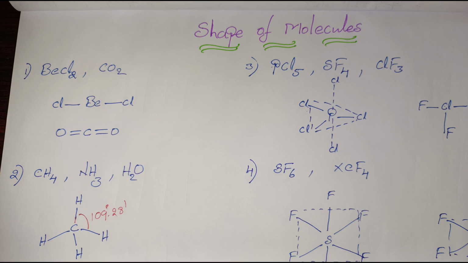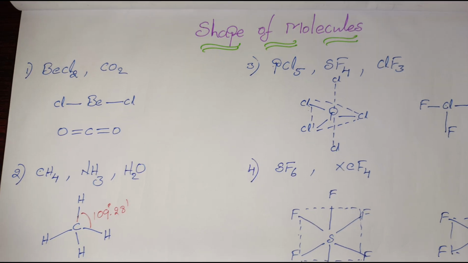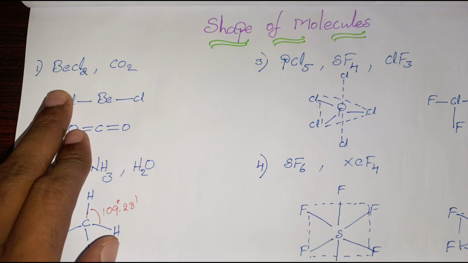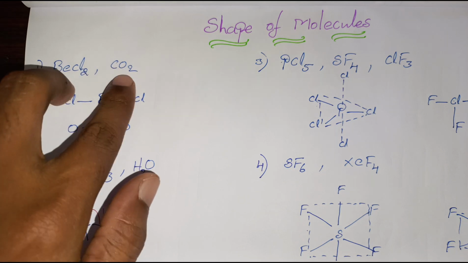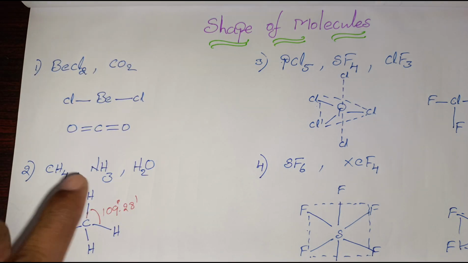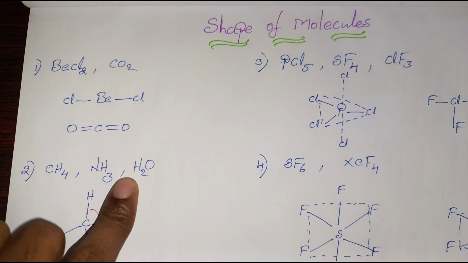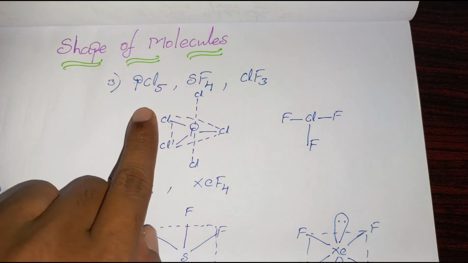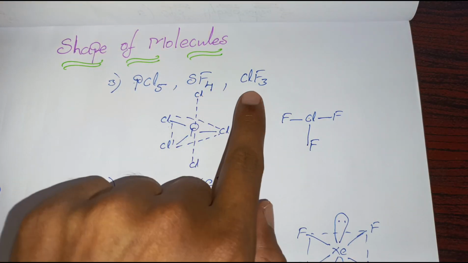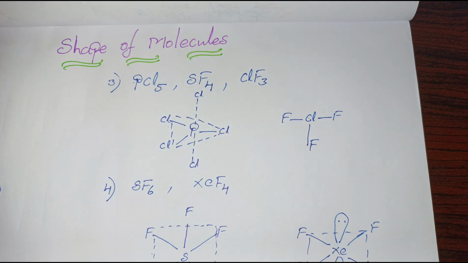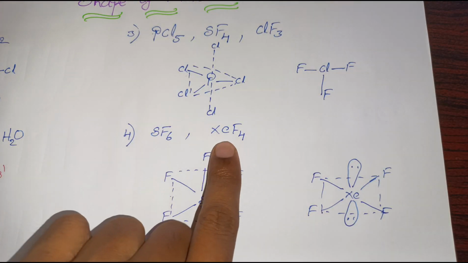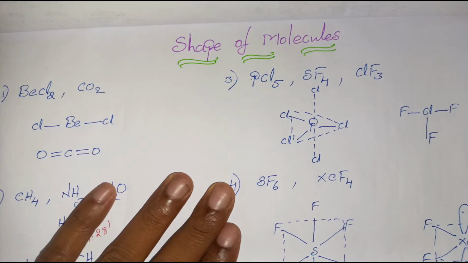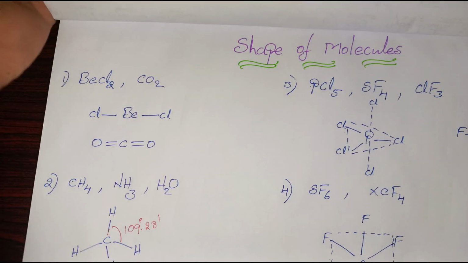Now I am explaining to you the shapes of molecules. A few examples I will explain to you. Those examples are BeCl2, CO2, CH4, ammonia, H2O, PCl5, SF4, ClF3, SF6, and XeF4. These are the examples: how these molecules exist with their shapes.